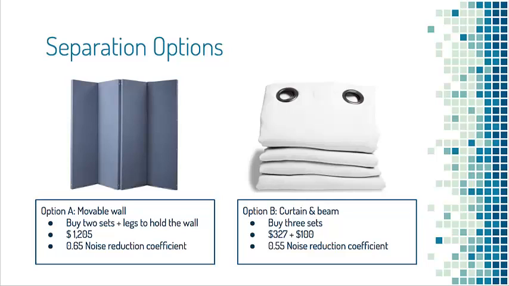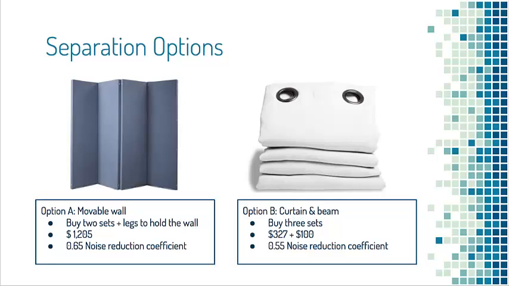All of this comes out to a total of $1,205. This wall has a noise reduction coefficient of 0.65, making it better for blocking sound between the two treatment rooms. Option B on the right is installing a beam for a curtain to hang from to separate the rooms. It would require more construction time and labor, but is more aesthetically pleasing.